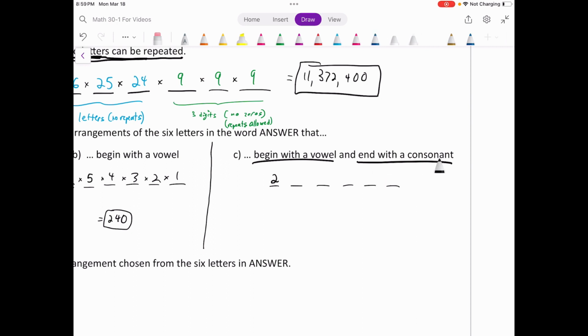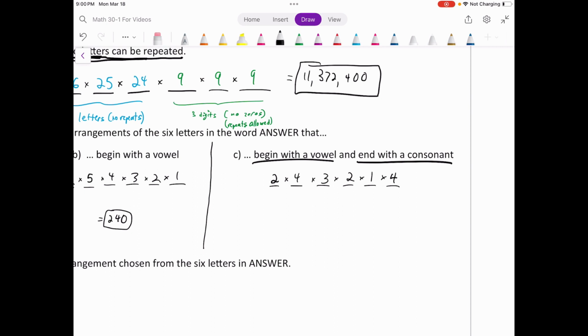And end with a consonant. Well, there's N, S, W, R. There's 4 consonants, right? So I can put 4 letters here. There's 4 options for what goes in the last spot. Now think about it, right? We've already chosen 2 letters, hypothetically here, right? We picked one of our 2 to put here. We picked one of our 4 to put here. So how many letters do we have left, right? You know, say we use A and N. We've got 4 letters left to choose from, right? So we've got 4 times 3 times 2 times 1. 2 times 4 times 3 times 2 times 1.